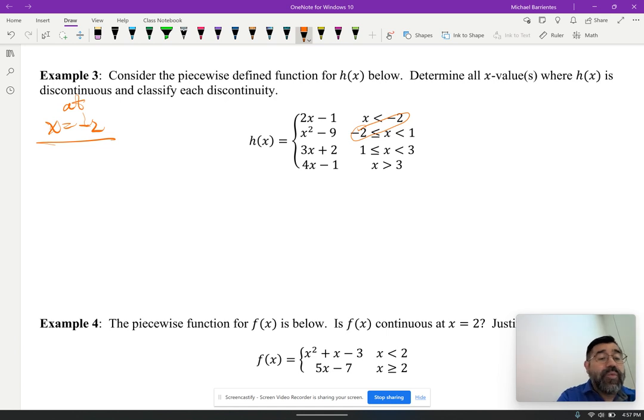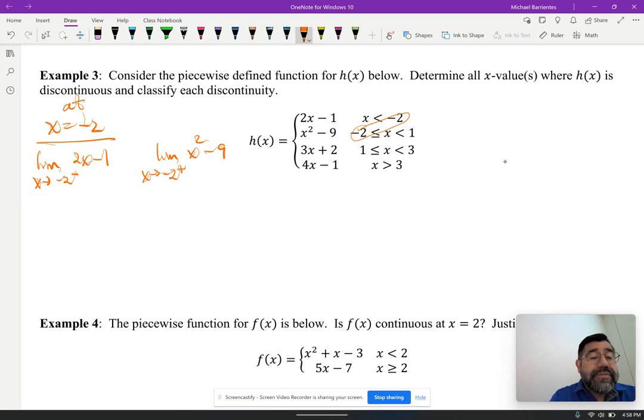So we're going to say, what is the limit as x approaches -2 of 2x minus 1? And we're going to say, what is the limit as x approaches -2 from the right side? And we're going to use x squared minus 9 because we want to see what kind of values we get. I'm sorry, we're approaching -2, not +2. So this should be x approaching -2 from the right, and x approaching -2 from the left. So I'm going to do direct substitution.